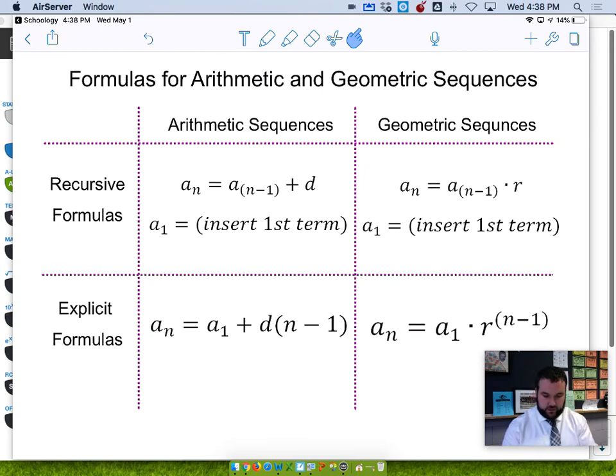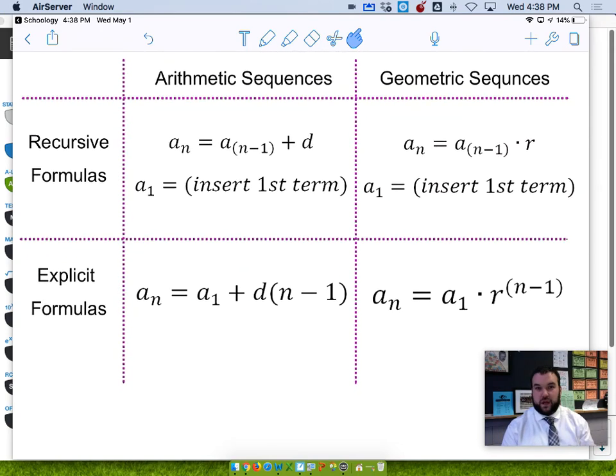Here's the graphic organizer for what if it's arithmetic and what if it's geometric. A couple things I'm going to point out real quick, and then we'll wrap this up. The recursive formulas are almost identical. They both start the same. They both require you to list out the first term. The only difference is that if it's arithmetic, we know the pattern is adding, and if it's geometric, we know the pattern is multiplying.